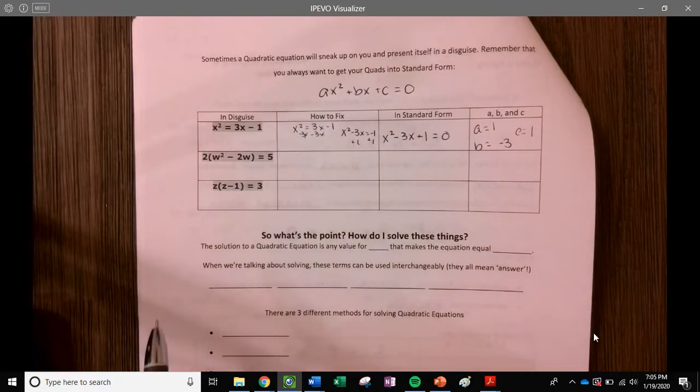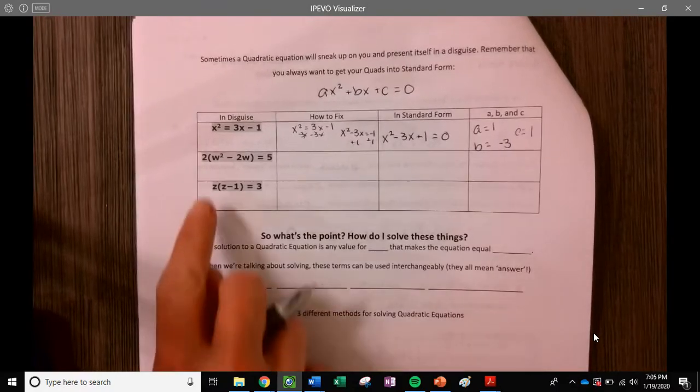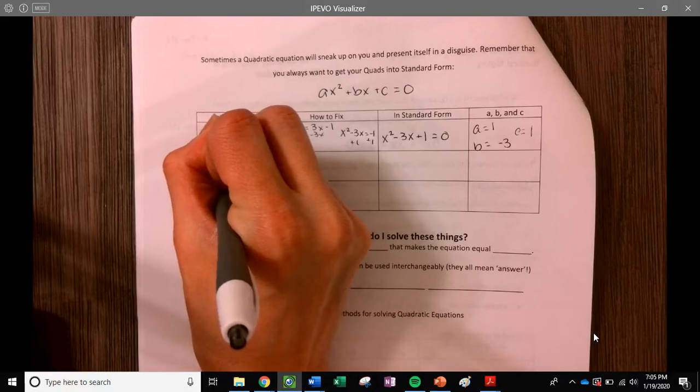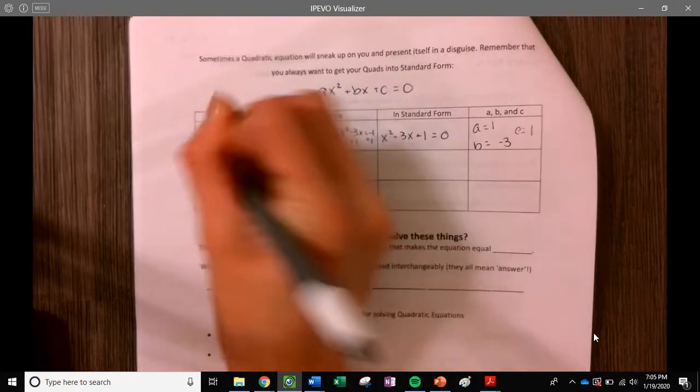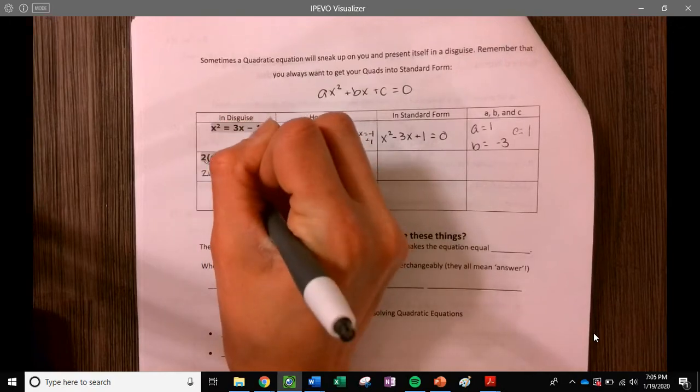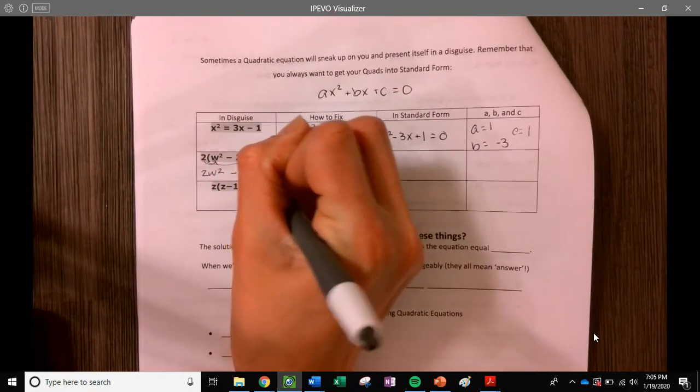Sorry I didn't give you more room in this box. And actually, I'll do this distribution here. We need to distribute this here first. So we get 2w squared. So distribute it here. And I'm going to distribute over here. And that's going to give me 2 times 2 is 4w equals 5.